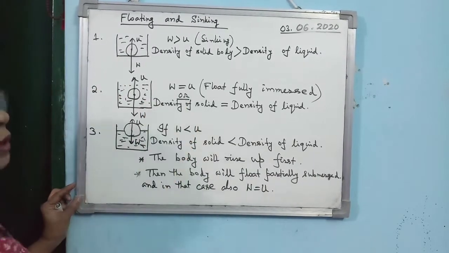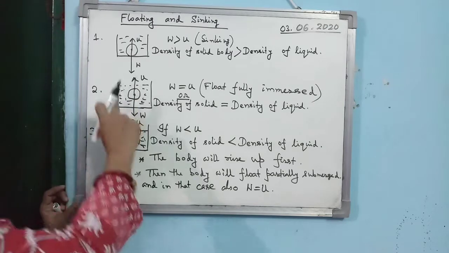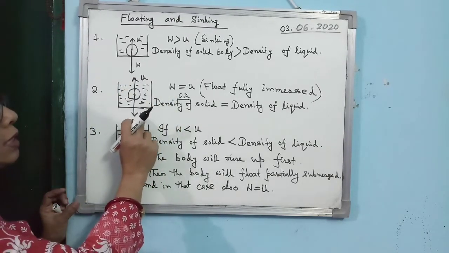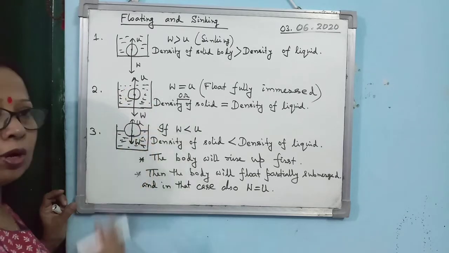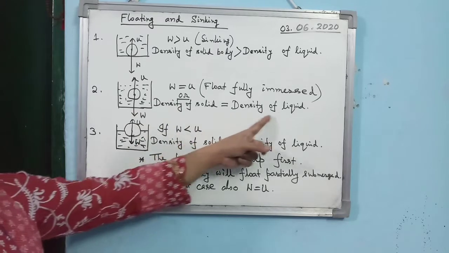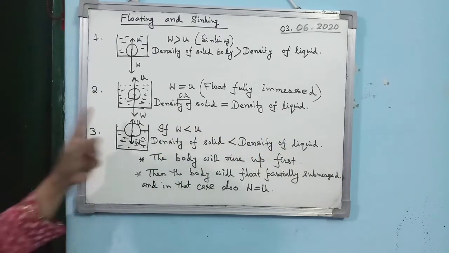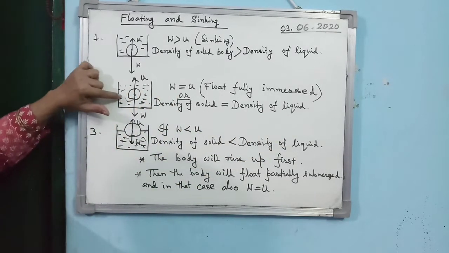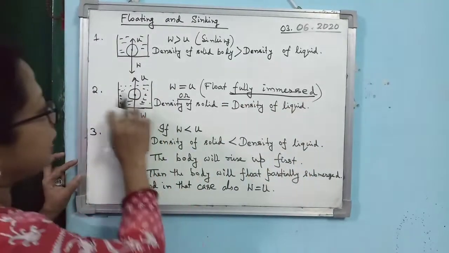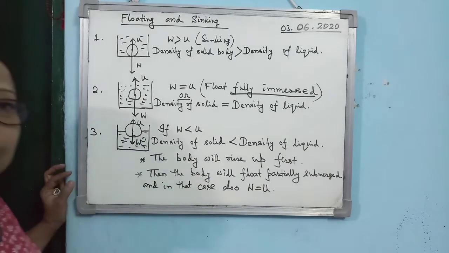Next one. When W equals U, weight and upthrust are equal. So when you draw the two lines representing W and U, make them equal in length. Then you can say density of the solid equals density of the liquid, and in this case the body is floating but fully immersed, meaning the entire body is within the liquid.